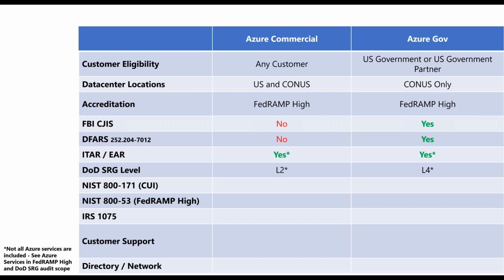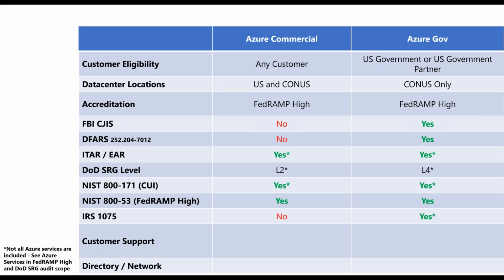DoD SRG level, Azure Gov is level 4, and Azure Commercial is level 2. Again, not all the services, so you have to check that list as well. From a NIST perspective, check the list for 800-171, but 853, FedRAMP High is pretty much saying that you're going to meet that on both the commercial and Azure Gov side.